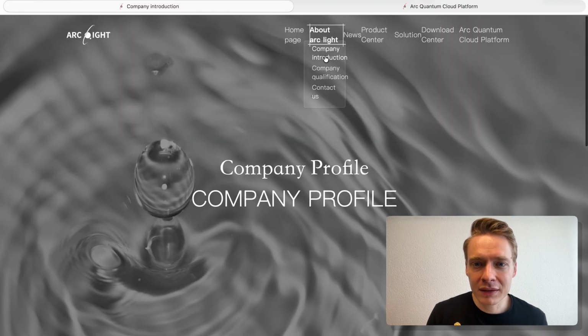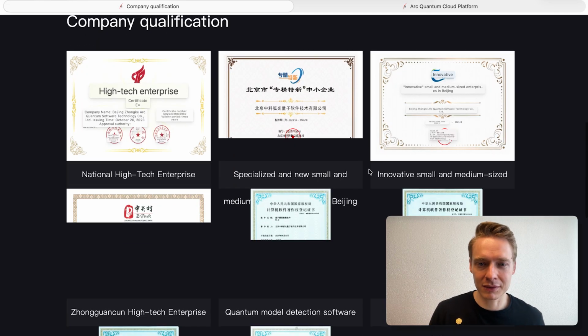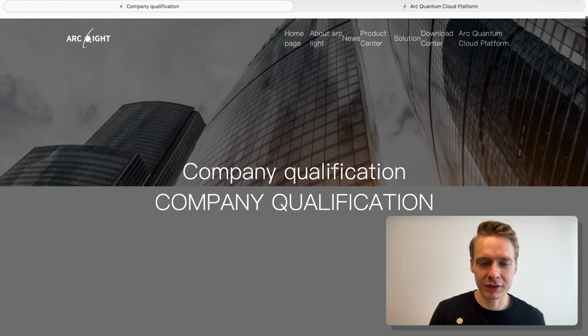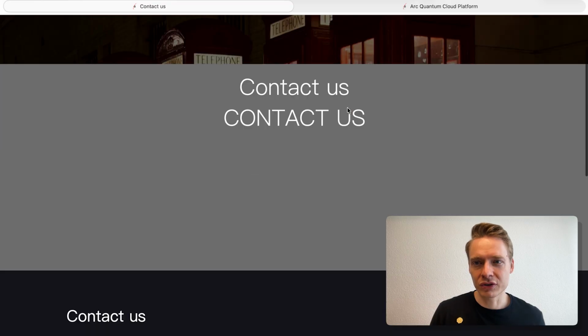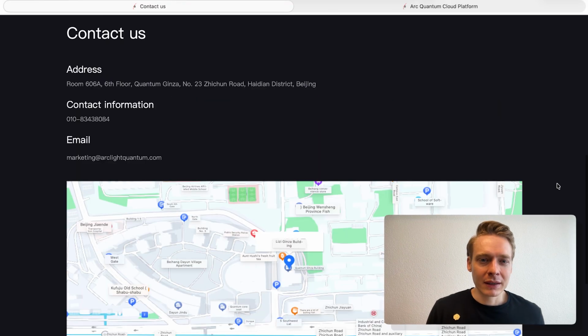Let's see. I think there's something about the company qualification. I guess that talks about the certificates. Yeah, you can see them here, that the company has got for their research and their work. And then, as per usual, there's a way to reach out to them as well, with their address in Beijing.